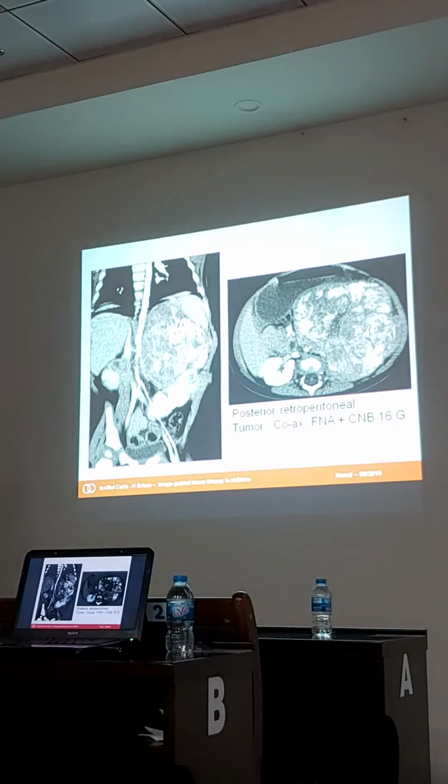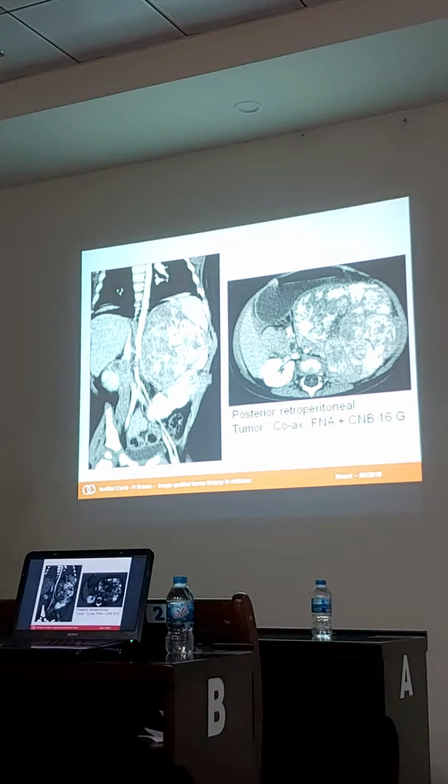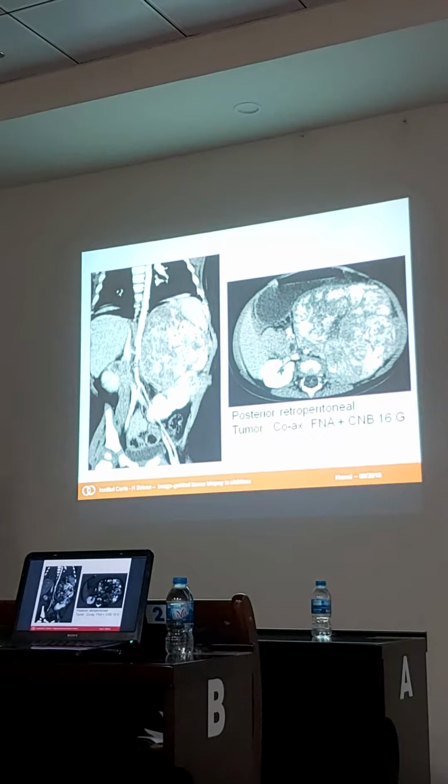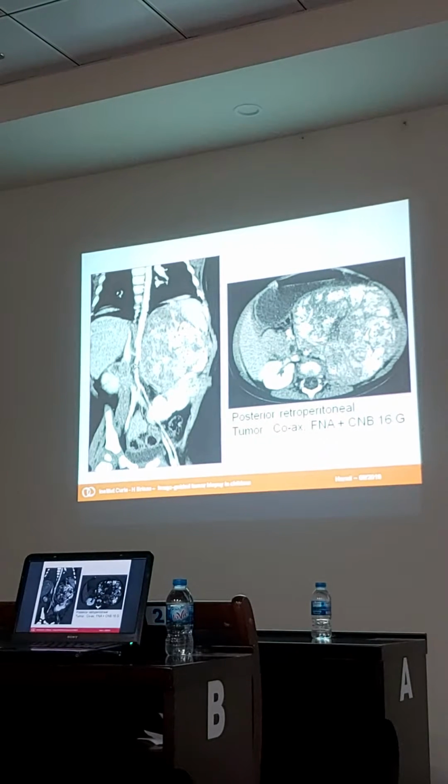We will do usually coaxial needle biopsy posteriorly here. And we will perform fine needle aspiration first, 3 or 4 times, and then needle biopsy, 16 gauge in this kind of tumor.